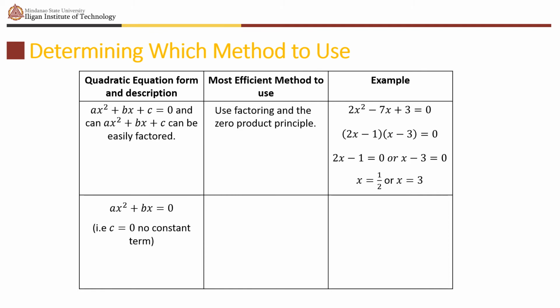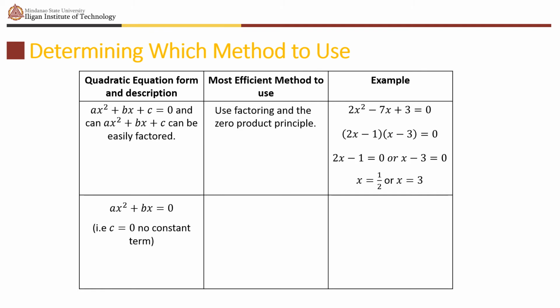And verify: 2x times x will give us 2x squared, negative 1 times x will give us negative x, negative 3 times 2x will give us negative 6x. And when you add negative x with negative 6x, that should give us negative 7x. And negative 1 times negative 3 will give us positive 3. So 2x minus 1 equal to 0, or x minus 3 equal to 0. You can solve x equal to 1/2 or x equal to 3.